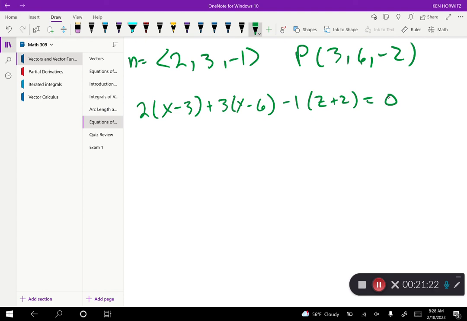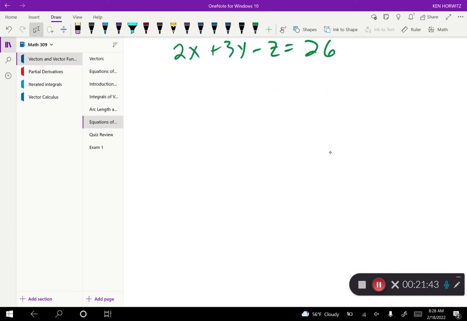All right, so hopefully you did the algebra okay, combined your like terms. Your final answer should be 2x plus 3y minus z equals 26. All right. So I've got 1 or 2 more. And again, these are not necessarily problems that I made up. These are ones that I've seen before. So let's do the next example.